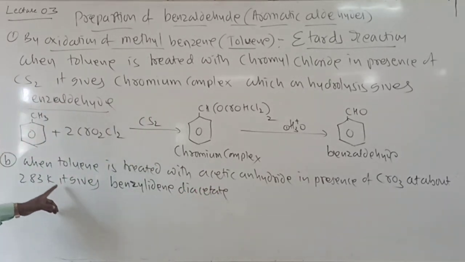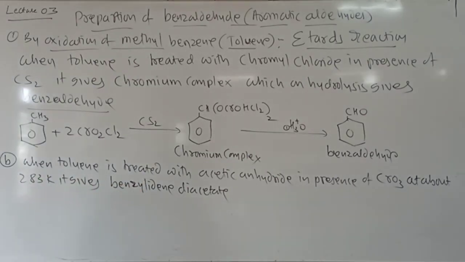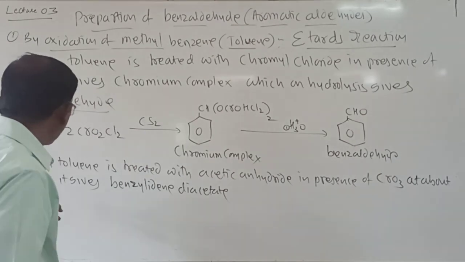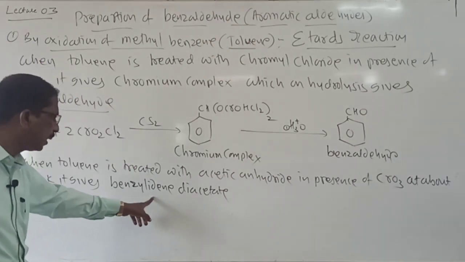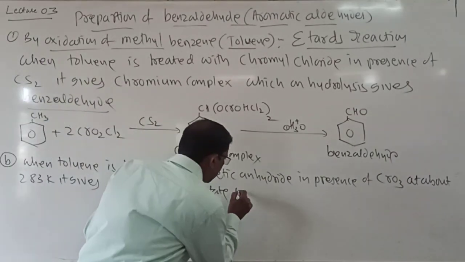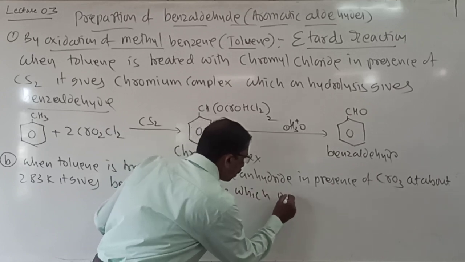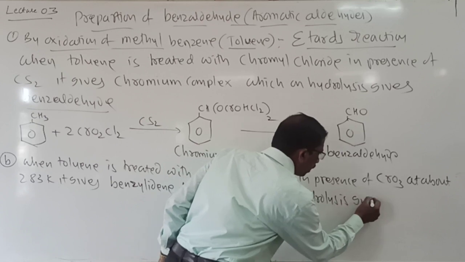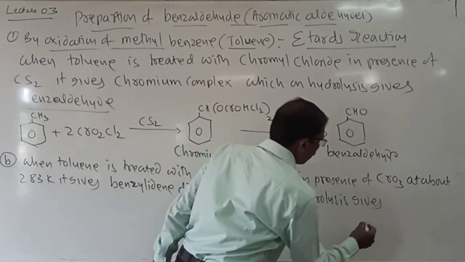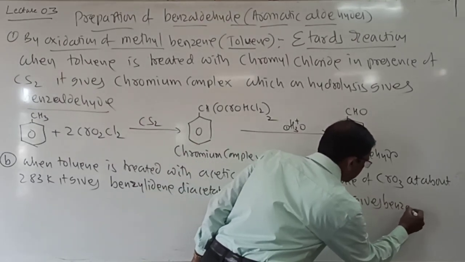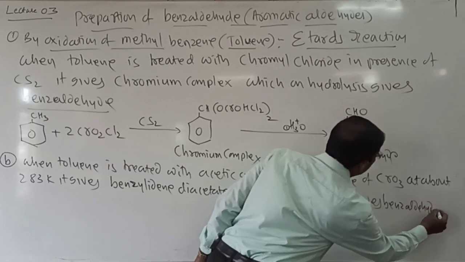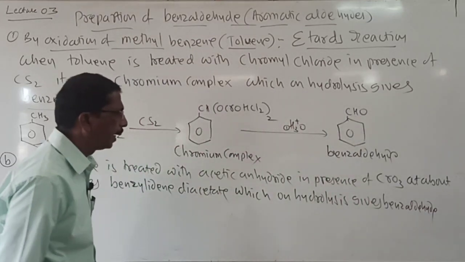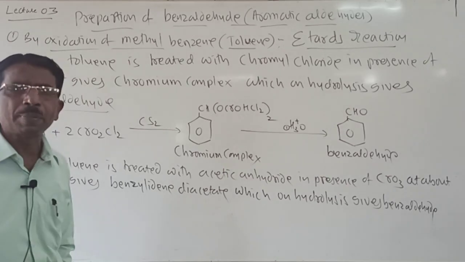Look here, students, when toluene is treated with acetic anhydride in presence of chromic oxide or chromic anhydride at about 283 Kelvin, it gives benzylidene diacetate, which on hydrolysis gives benzaldehyde. Students, here it also carries 3 marks.